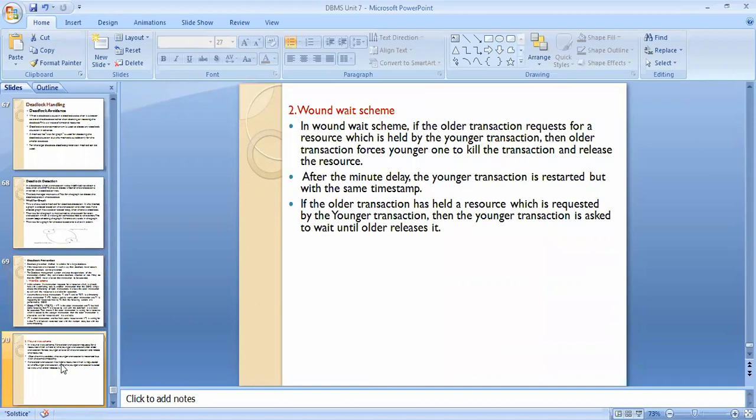The next scheme is the wound-wait scheme. In the wound-wait scheme, if the older transaction requests a resource which is held by the younger transaction, then the older transaction forces the younger one to be killed and release the resource. After a minute delay, the younger transaction is restarted but with the same timestamp. And if the older transaction has held a resource which is requested by the younger transaction, then the younger transaction is asked to wait until the older one releases it.